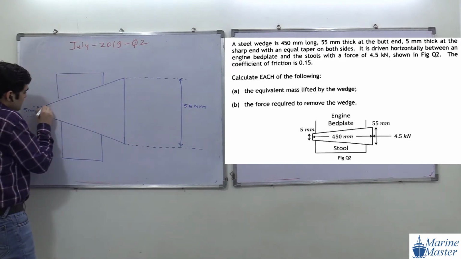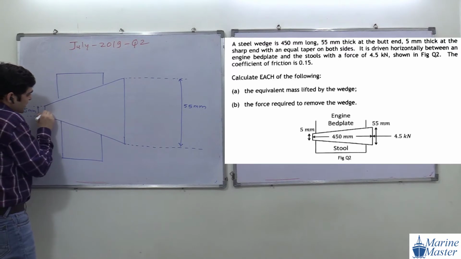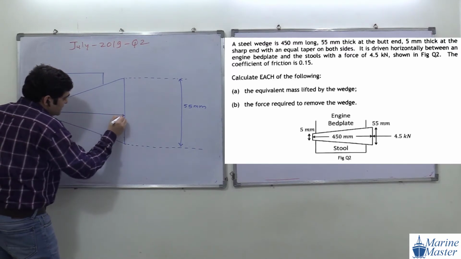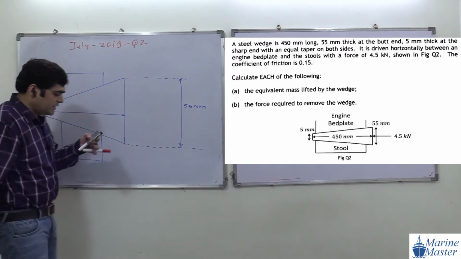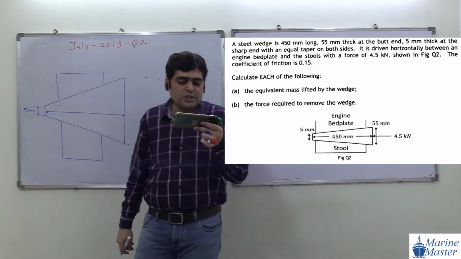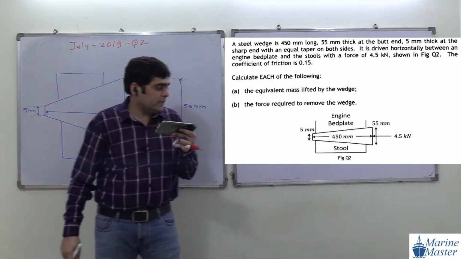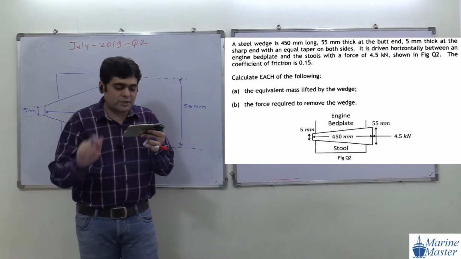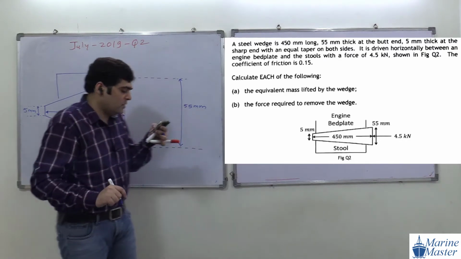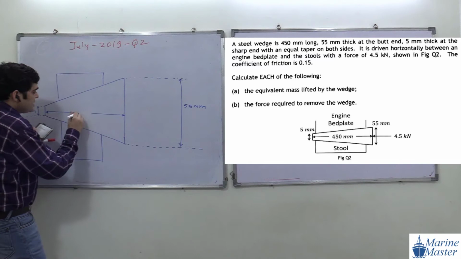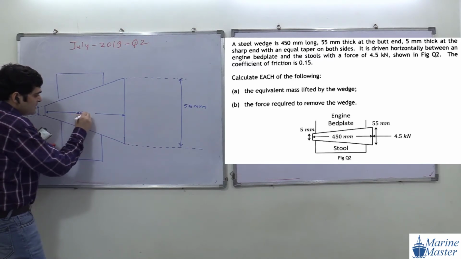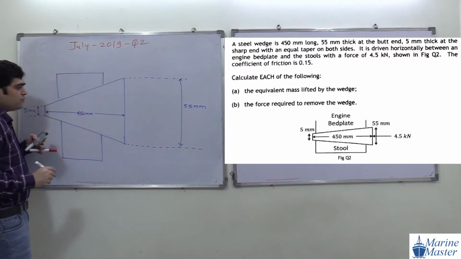Now here they have given us this much length. In the drawing they have given the length of the wedge. How much length of the wedge have they given us? This length is 450 mm. See the drawing here carefully. So this is 450 mm.